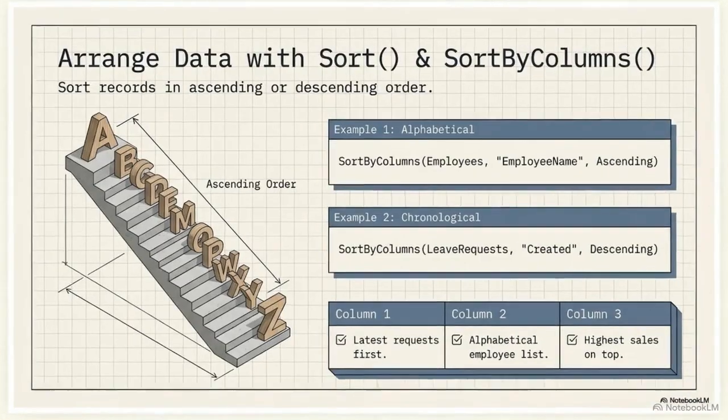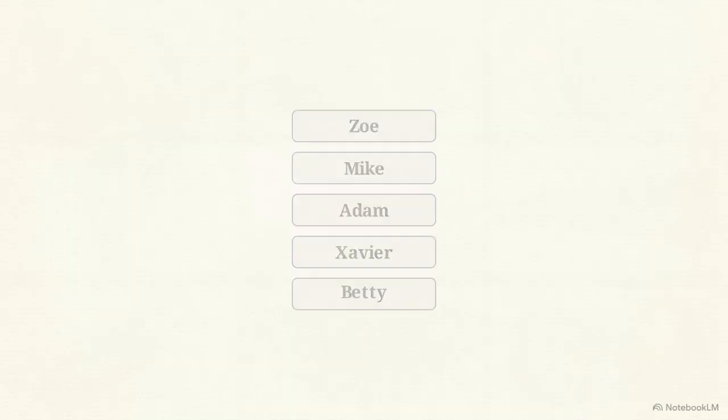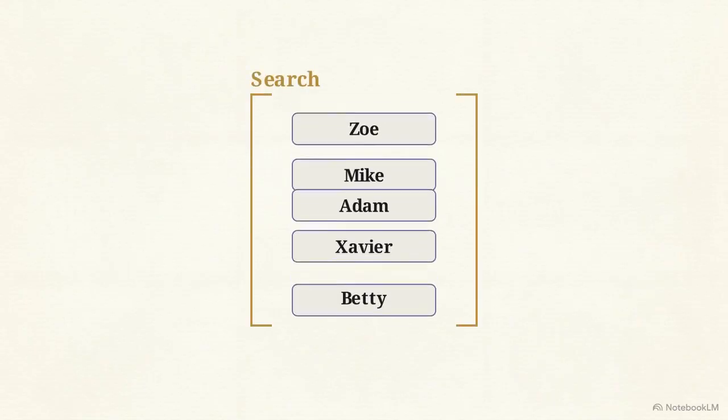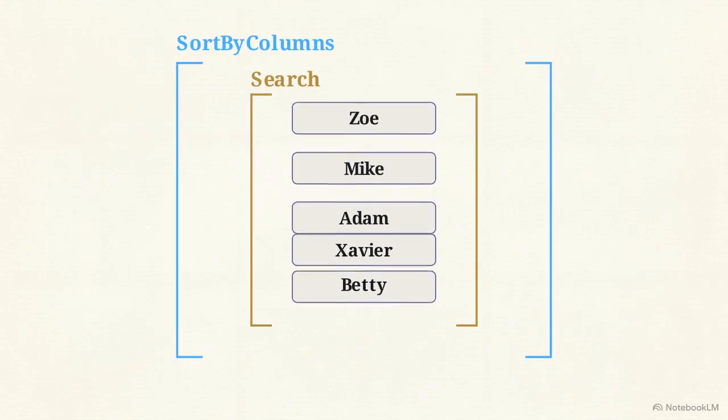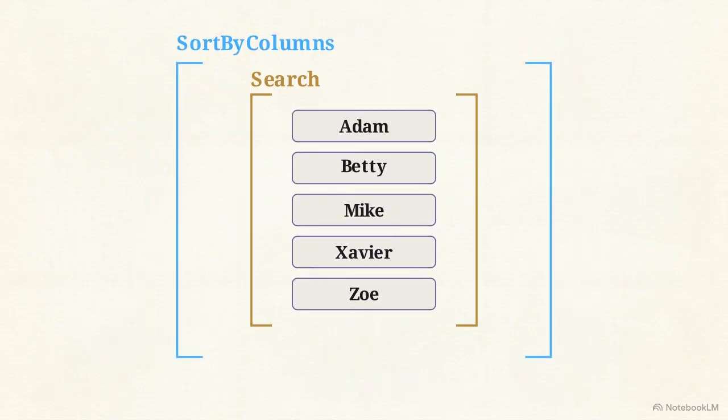Moving to the organize phase, this staircase diagram introduces SortByColumns. Once you have retrieved your data, this function arranges those records into a logical, readable order, either ascending or descending. The real power happens when you combine tools. By writing your Search formula inside the parentheses of your SortByColumns formula, the app automatically forces the user's dynamic search results into alphabetical or chronological order instantly.